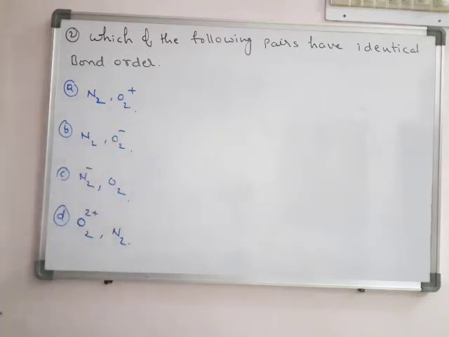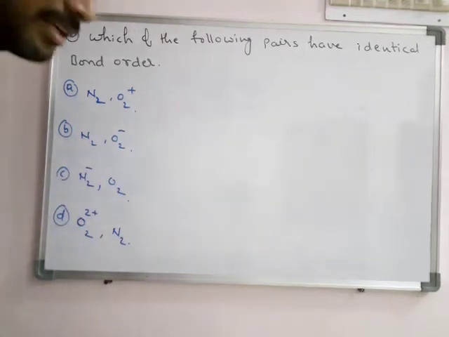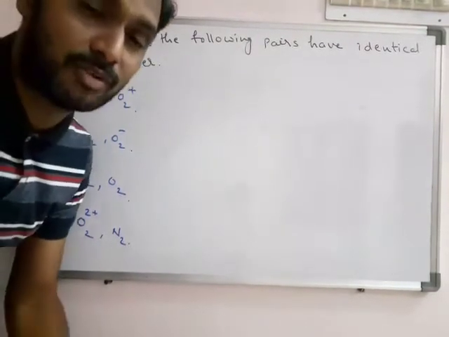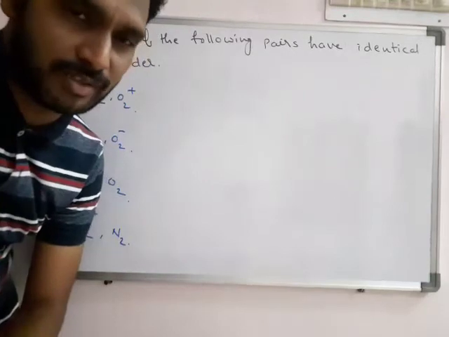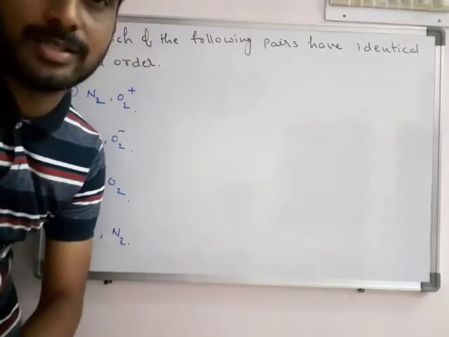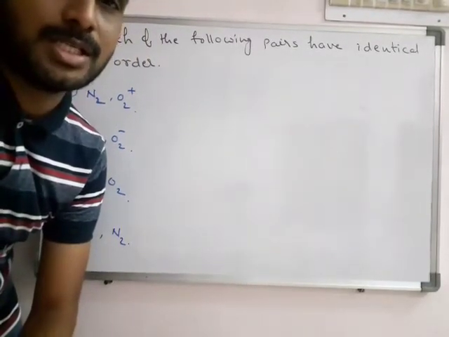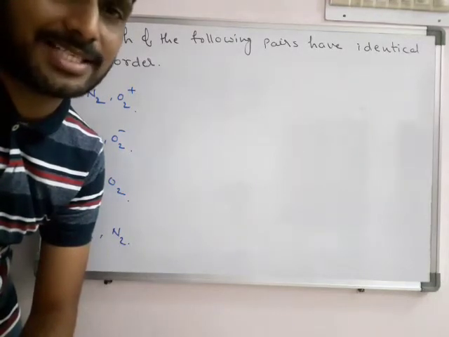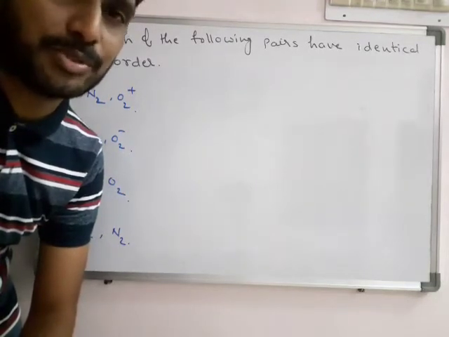Here, which are having the same bond order? So how to calculate the bond order? We know the bond order formula, that is, after writing all the molecular orbital configuration, what is the formula for bond order? That is bonding molecular electrons minus anti-bonding molecular electrons, divided by 2.